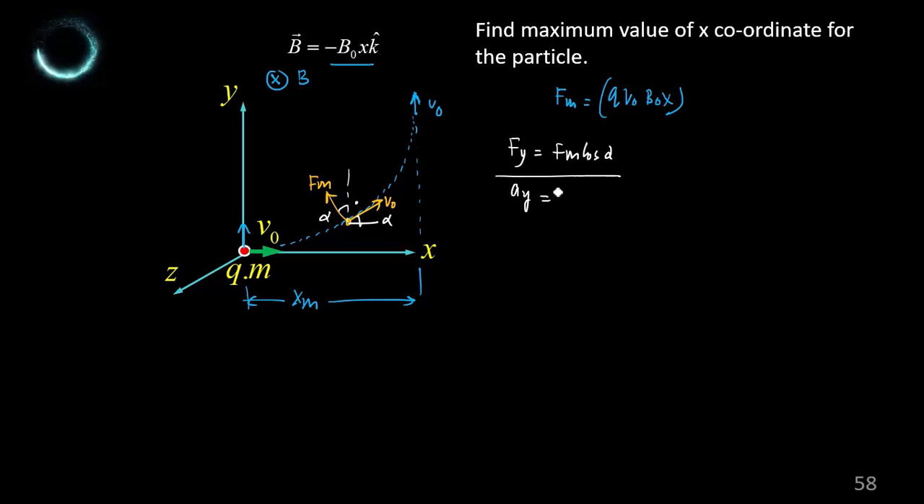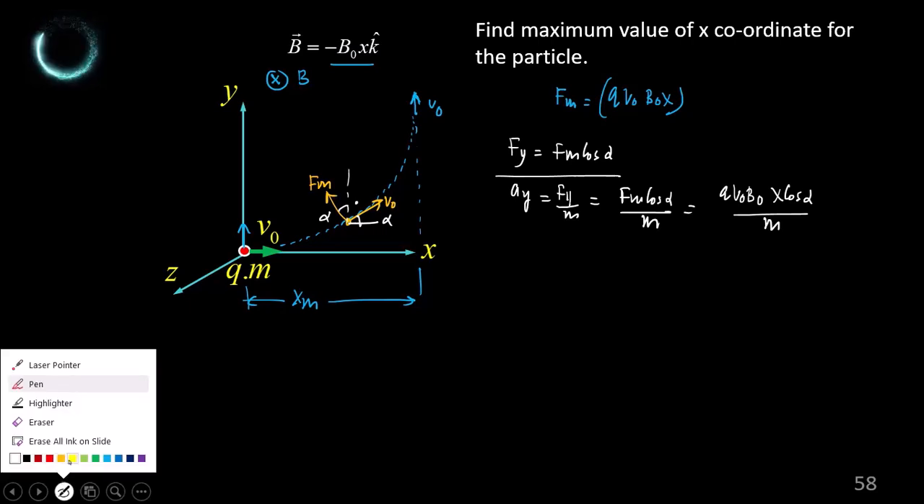Acceleration along the y direction can be written as Fy divided by m, the mass of the particle. So that equals Fm cos alpha divided by m. If I put the value of Fm, what I am getting is q into v naught into x cos alpha divided by m. That is the acceleration along the y direction.